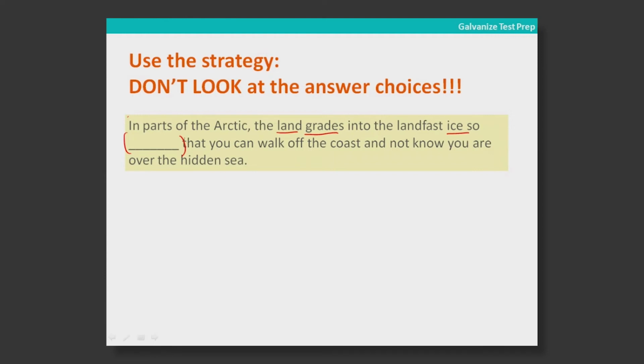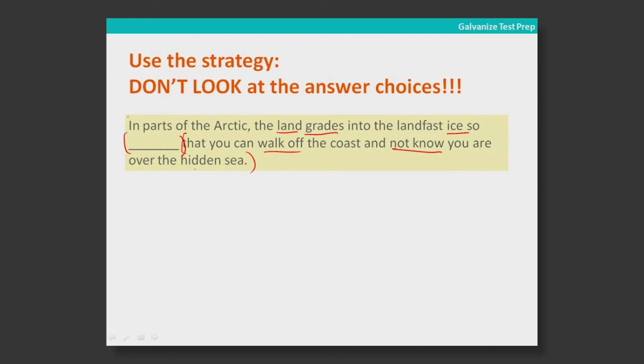Remember, the second part of the sentence is going to give us the clue for this blank because that's where most of the information is. We just know that the land grades into ice here. Here's where you know that when you walk off the coast, you don't know you're over the hidden sea. That's the hint. That's the extra information that's going to tell you how to fill the blank.